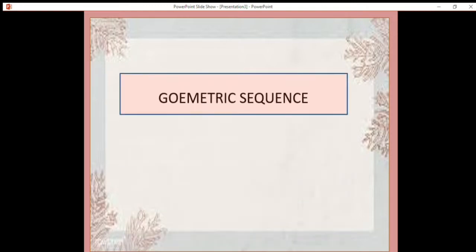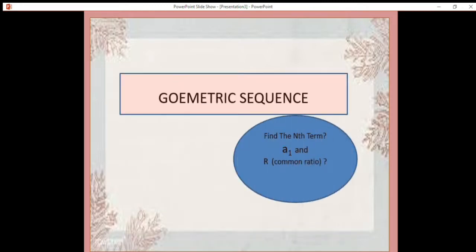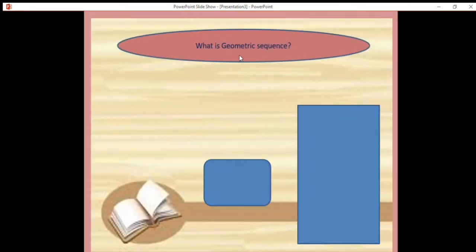We're going to talk about geometric sequence and how to find the nth term, a sub 1, and the common ratio. But first, we need to know what a geometric sequence means. So, what is a geometric sequence?